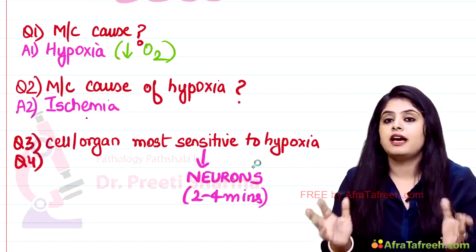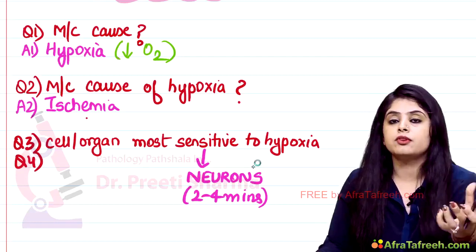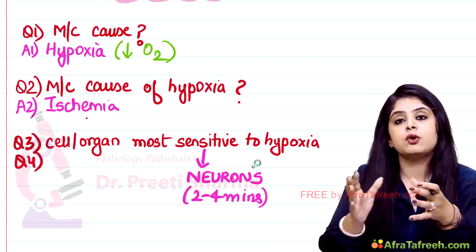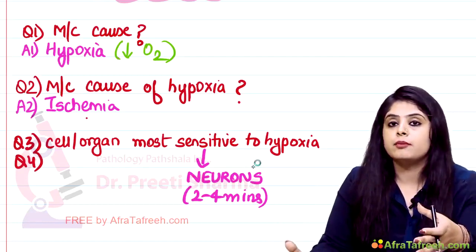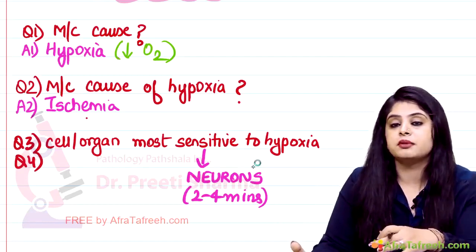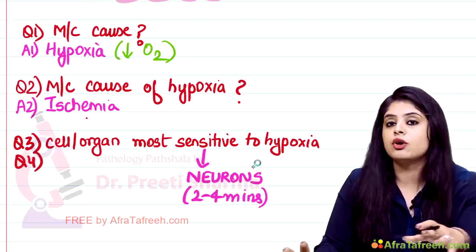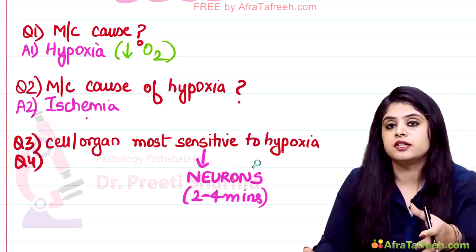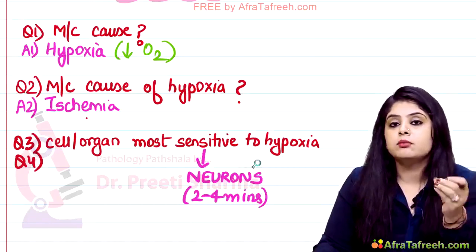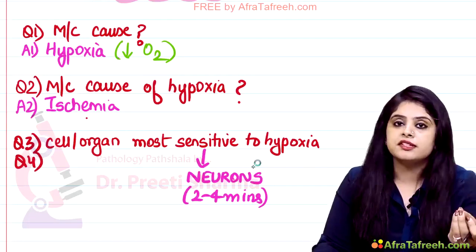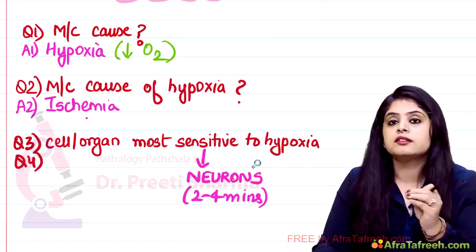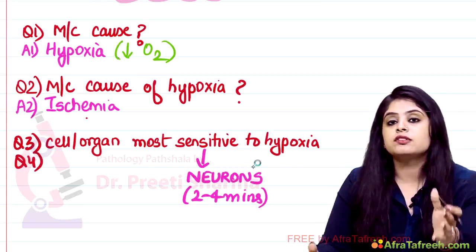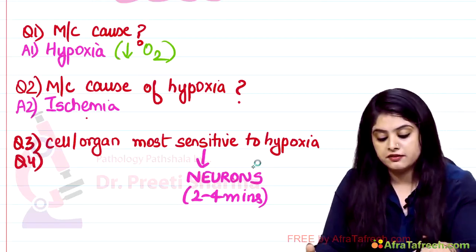Now, make this a habit, students, that whenever you come across a question which is most susceptible or most common, the next question that should come to your mind is, okay, which is the least susceptible or which is the least common? So you should always try and cover both ends of a spectrum whenever you're studying. So if I'm saying that the cell which is most sensitive to hypoxia is the neurons or the brain, you should automatically ask me which is the cell which is least sensitive to hypoxia.